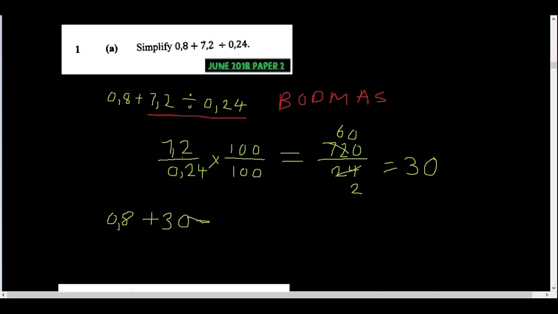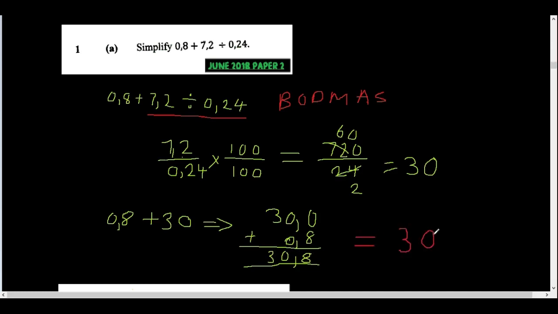Then it becomes 0.8 plus 30. Then we use our theory such that we align the commas. We add a 0 after the comma. Then 0,8. We make the commas in line. Then we add. From this it's clear it's 30,8. Then that is our final answer.